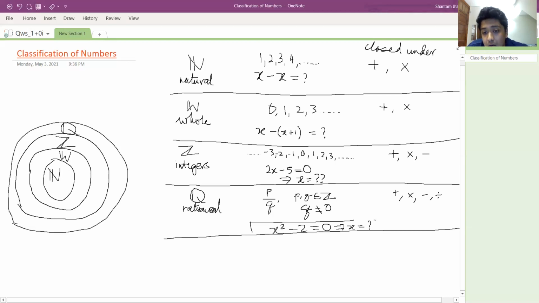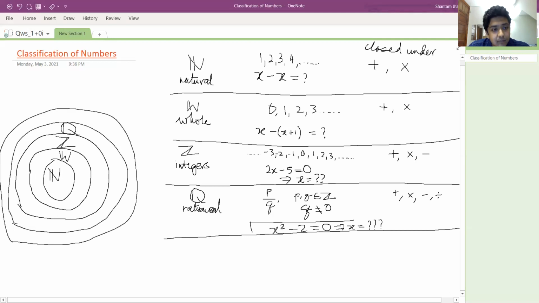So what is this? I don't know. I'm not in this set. The set of numbers that also includes irrational numbers is going to be called real numbers. So real numbers encompasses all of these numbers as well as irrational numbers, real numbers with the R. Now, real numbers are closed under the operations plus, multiplication, subtraction, and division.